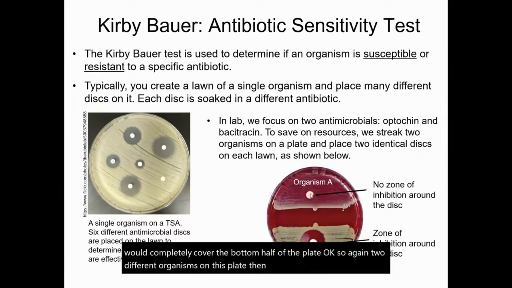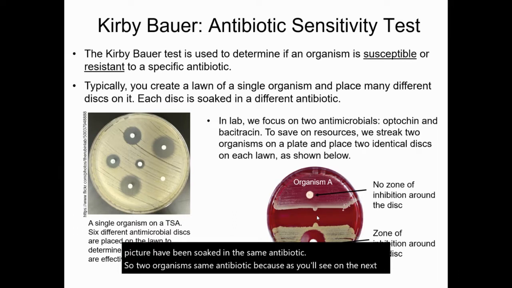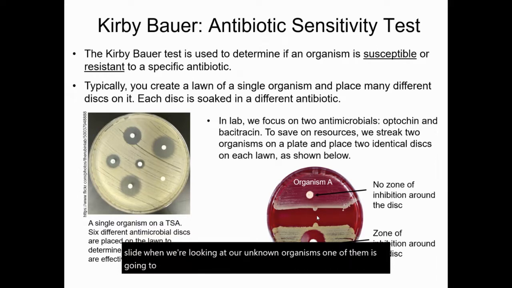Then you would get an antibiotic disc and put it in the middle of the top section and in the middle of the bottom section. So these two discs that you see on this picture have been soaked in the same antibiotic, okay? So two organisms, same antibiotic, because as you'll see on the next slide, when we're looking at our unknown organisms, one of them is going to be resistant and one of them is going to be susceptible. And so that's what you're trying to see. Which of the two is resistant and which of the two is susceptible, okay?